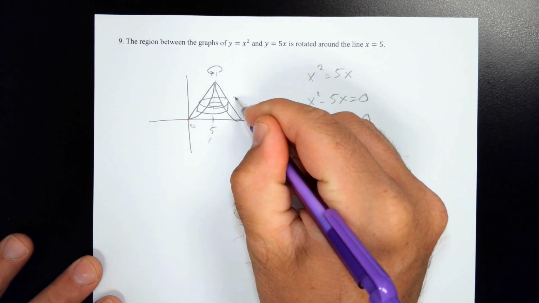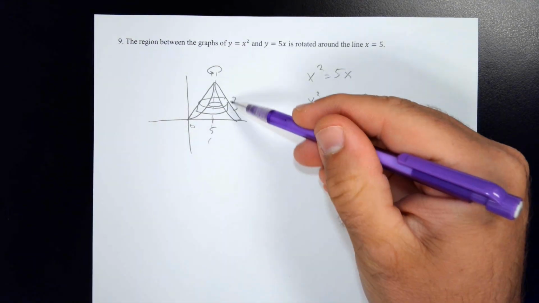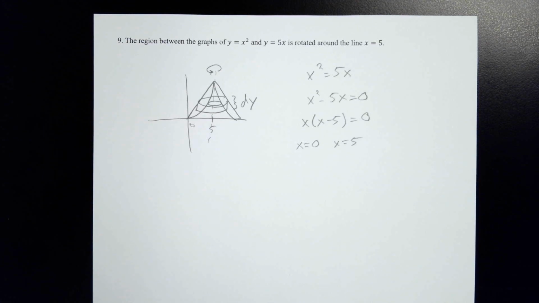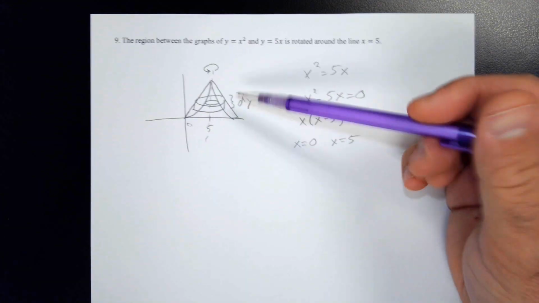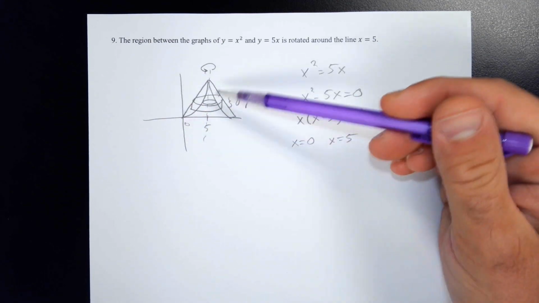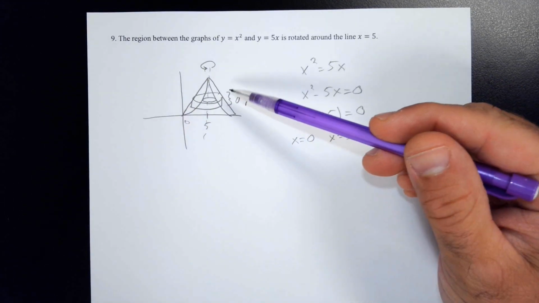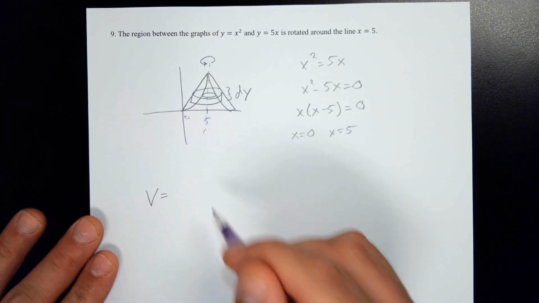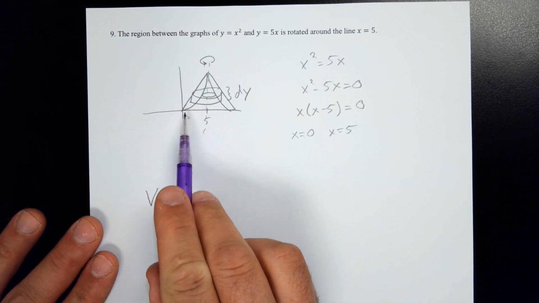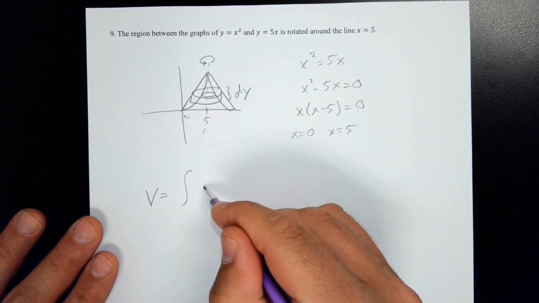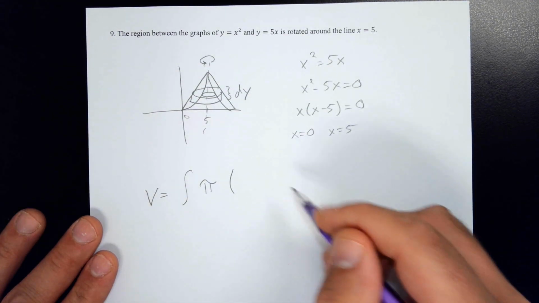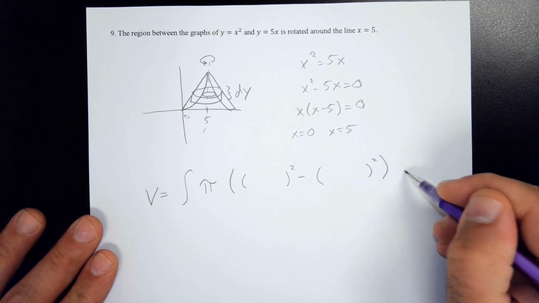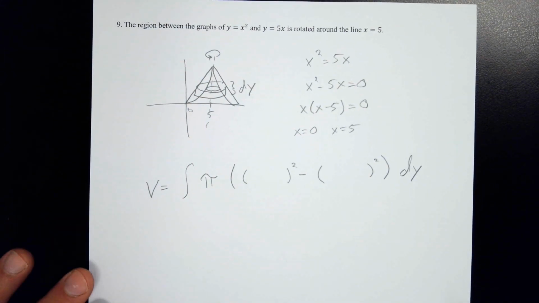Well, this distance right here, the thickness of my washer, is a vertical distance. So this distance should be dy. But even if you didn't know that, for the disk or washer method, anytime you revolve around a vertical line like the y-axis or x equals 5, you're going to have to integrate with respect to y. So the setup is going to look like the volume is the integral from here to here of pi times the bigger radius squared minus the smaller radius squared, dy. Okay, so that's the setup.